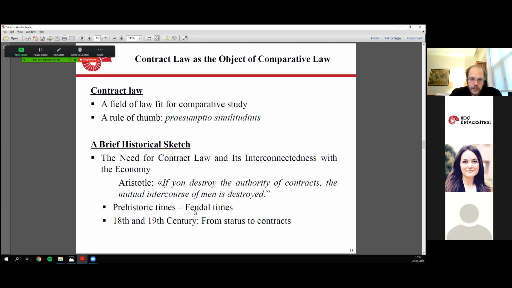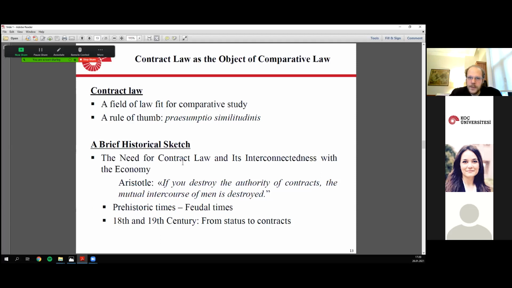It is a good field because, unlike other fields of law, it does not include moral values that much. For example, if you compare it with family law or inheritance law, engaging in comparative law studies gets more difficult because there are more factors in play. Whereas in contract law, the problems and the solutions you see are usually similar.